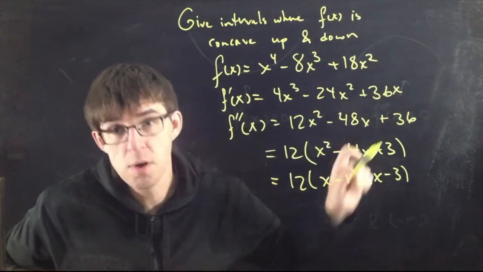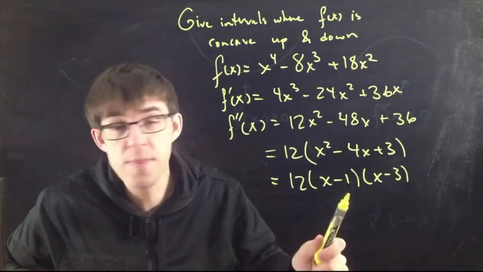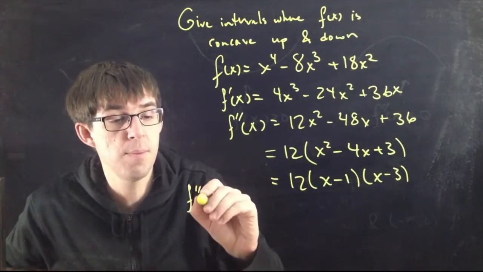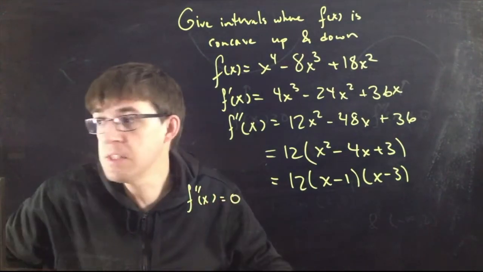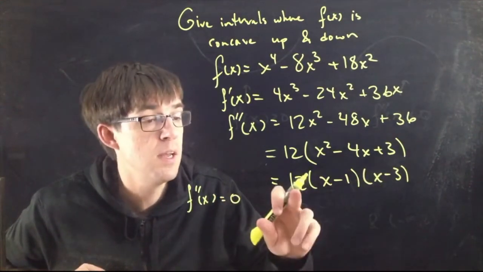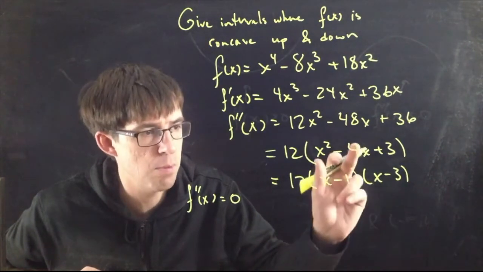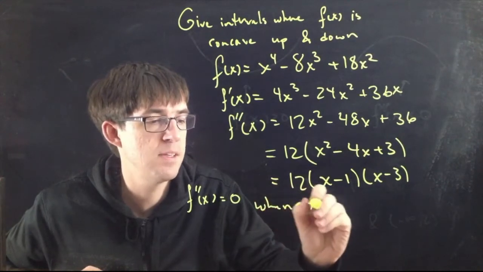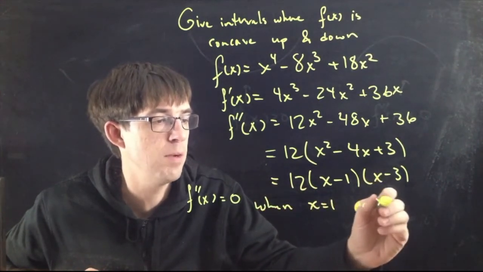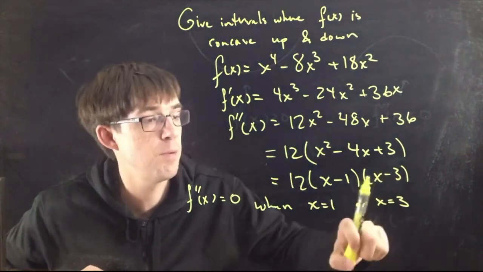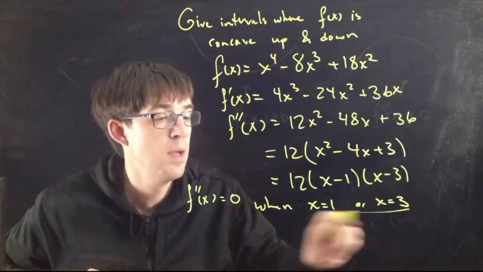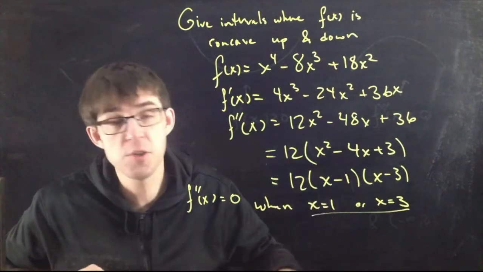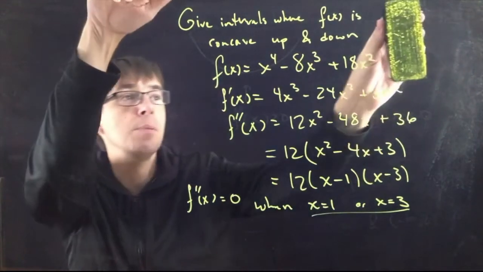In order to make that chart, like I always do, I need to find out when this equals 0 and then make the chart. So when is f double prime of x equal to 0? This is easy to say since I have it factored already. You can say this 12 doesn't matter. That can't make it equal to 0, but this does. X minus 1 can be 0 when x equals 1, or when x equals 3, right? X equals 3 will make this part 0. These are not critical numbers. They're points where the second derivative equals 0. I'm going to put them on my chart and then plug some stuff in.